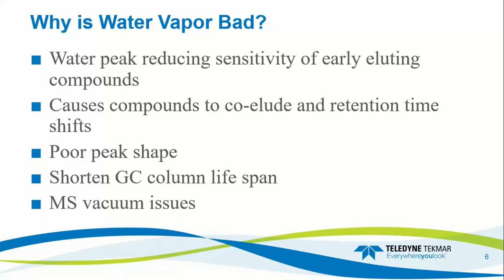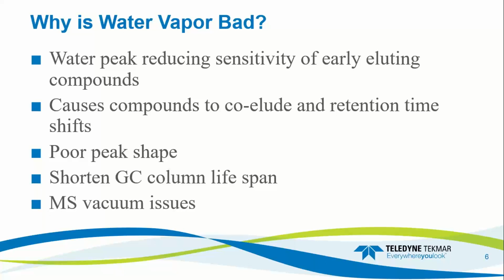Water causes compounds to co-elute and shift in retention time. So from one sample to the next, compounds are moving around, which makes analysis harder. Moisture can also cause poor peak shape, even in compounds outside of the water peak. So once the water is introduced into our system, it starts to wreak havoc on all of our compounds.